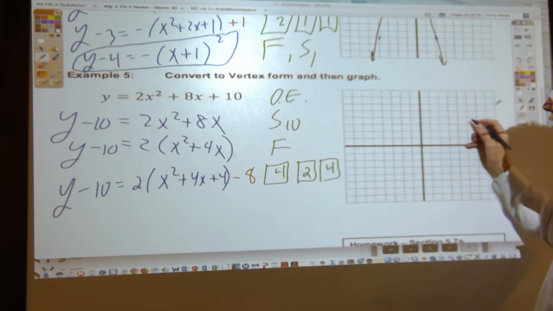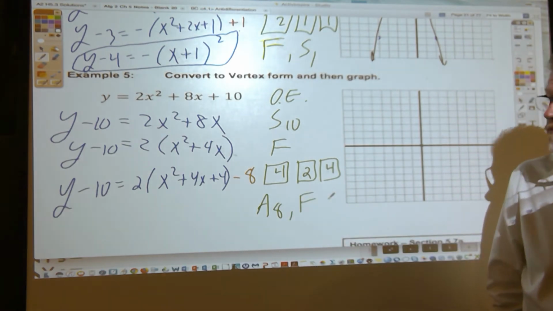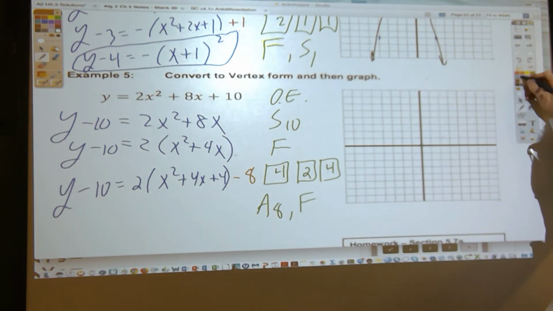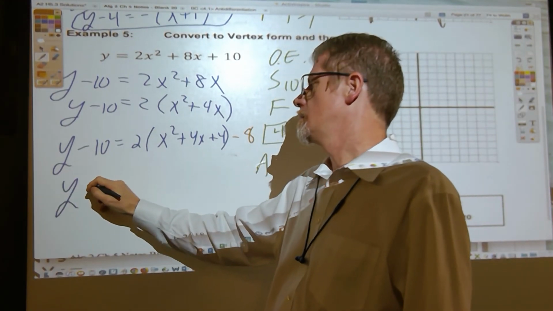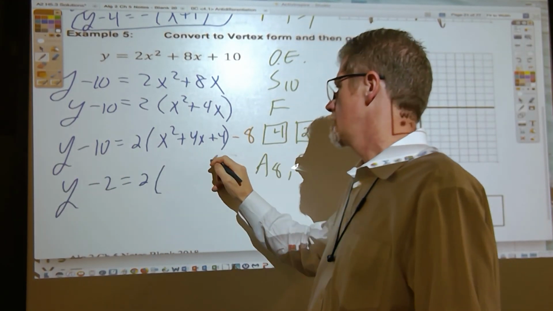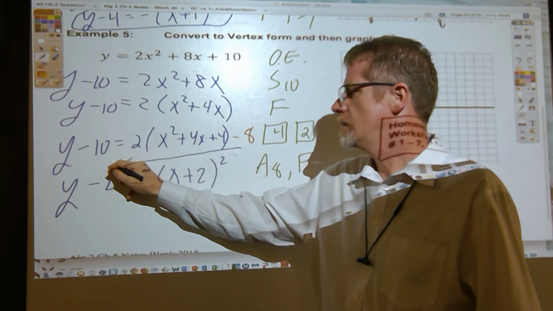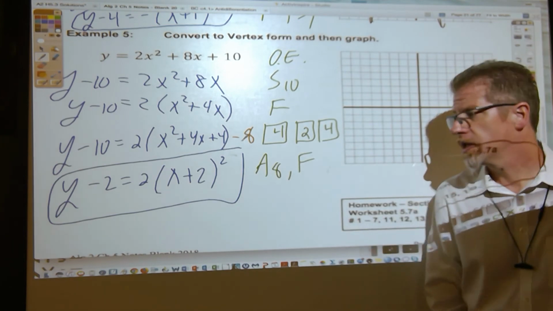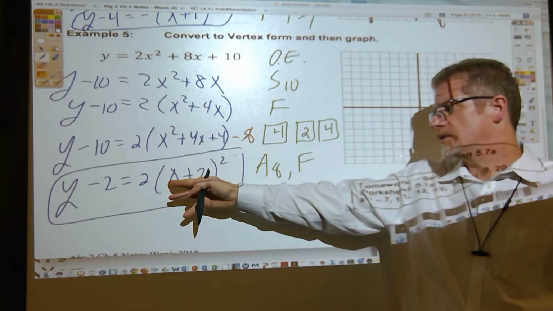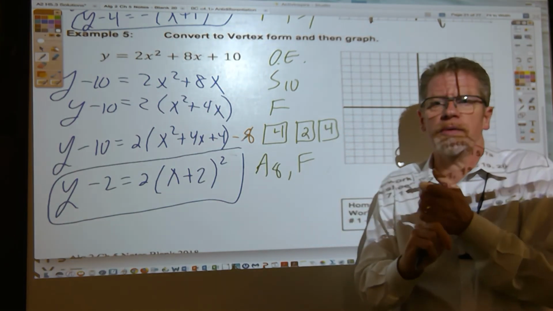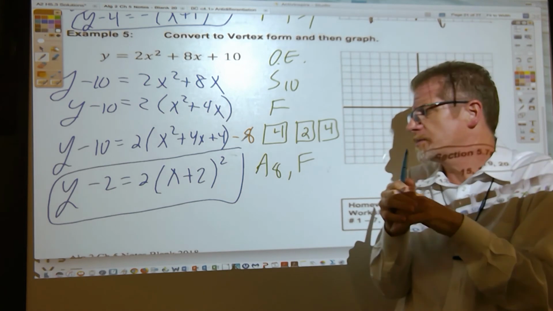So now we're going to add 8 and factor all at once. Utilizing box 2 for the factoring process, I believe the final answer is going to be y minus 2 equals 2 times x plus 2 squared. Raise your hand if that's the answer you came up with. You're able to work it out on your own. I'm delighted to see that several of you were able to pull that off.